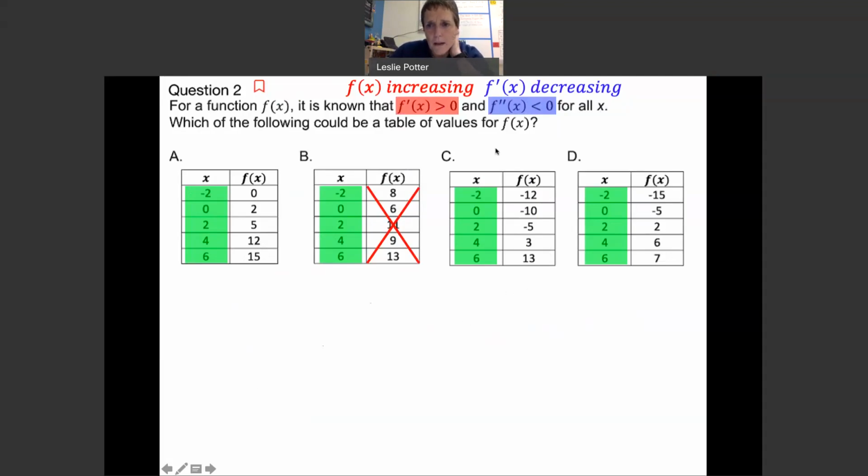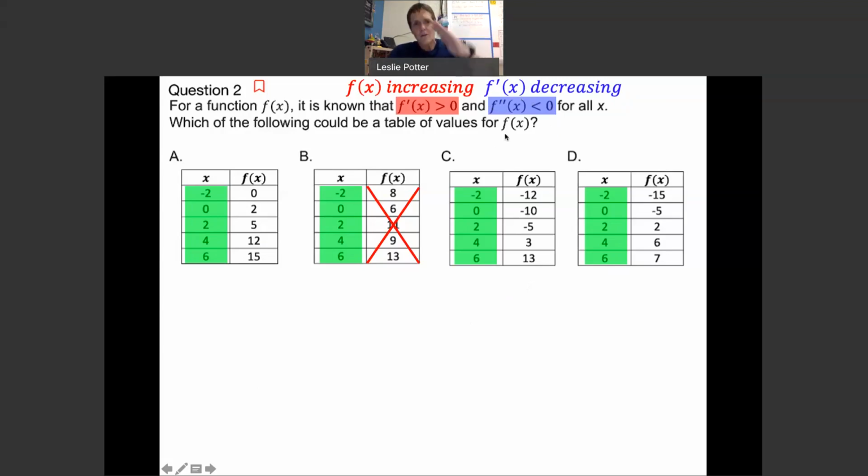Now let's take a look at this information. Okay, so this information is saying the first derivative is decreasing, then the second derivative is negative. With the second derivative being negative, that means we're concave down. So what does that mean in terms of tables?